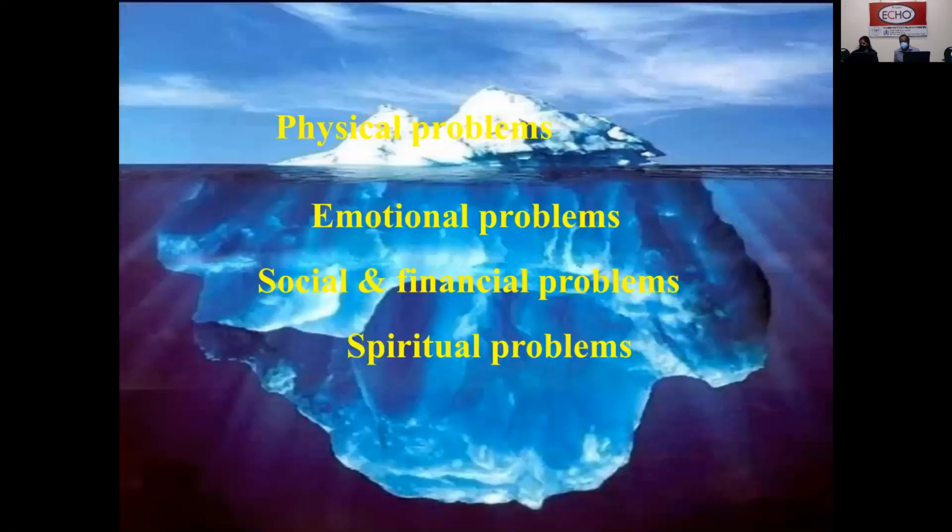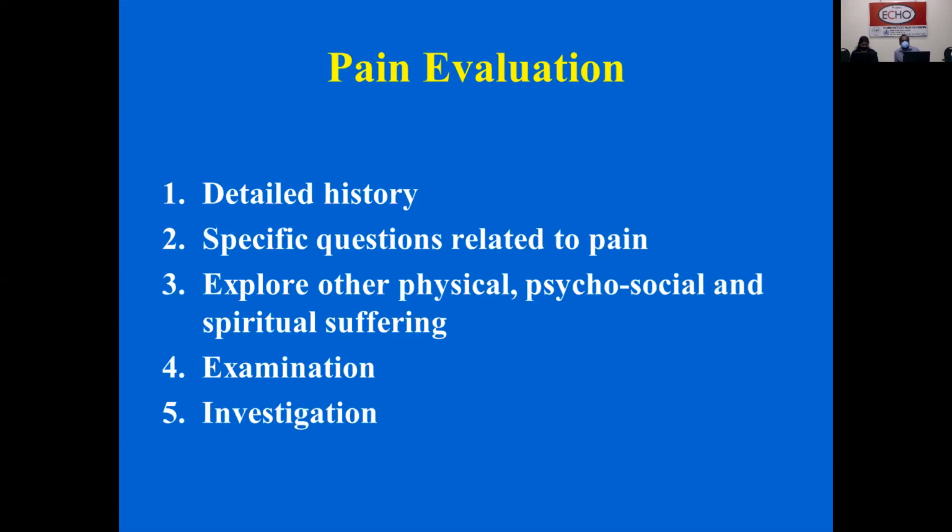So I hope I need not explain what is total pain. It should be clear by now. Okay, so I just want to summarize what we have talked. We have to understand the detailed history, specific questions related to pain, explore other physical, psychosocial, and spiritual suffering, examine and investigate. And we have to understand whether it is a nociceptive or neuropathic pain. And we already talked about what are the features of nociceptive visceral and nociceptive somatic pain and neuropathic pain.